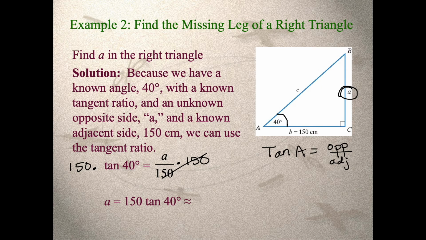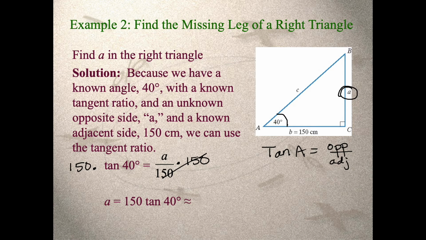In your calculator, you may have a scientific calculator or a graphing calculator, but either way, you should have a button on there that says TAN, T-A-N. So to put this into your calculator, first type the 150, then hit the TAN button and fill in the angle, which is 40, and hit equals.